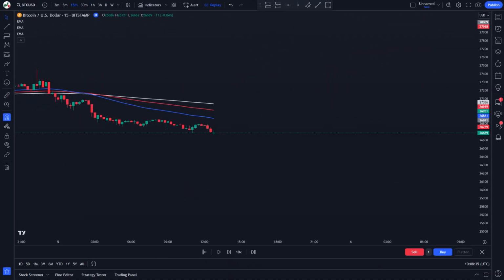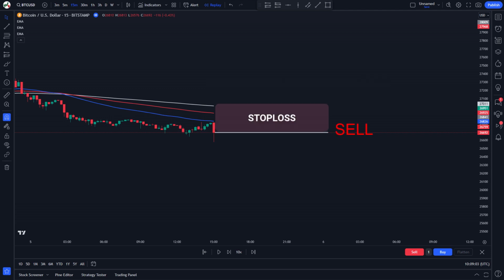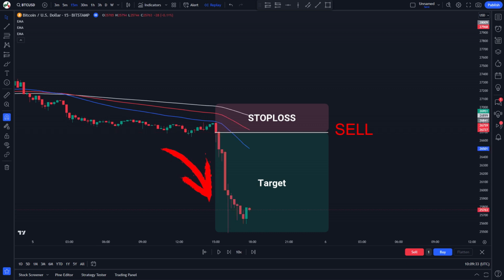So that's how we trade the market with this triple EMA strategy. However, it's important to remember that there's no such thing as a strategy with 100% accuracy. My advice is to practice first before implementing this strategy.